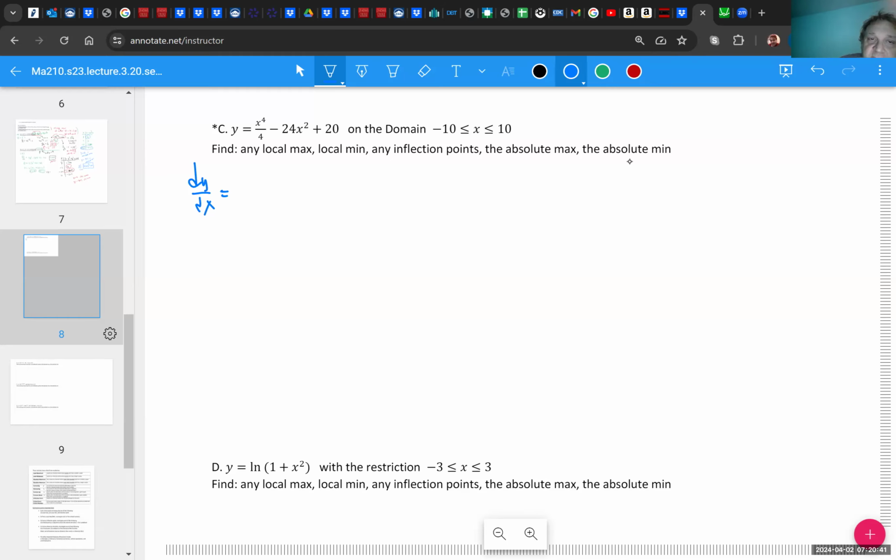The derivative of x to the fourth over 4 is going to be x cubed. The derivative of -24x squared is -48x. And the derivative of plus 20 is 0, so I'm not going to write that at all. All right, so we need to find the critical points. This is never undefined because it's just a regular polynomial, so we don't have to worry about the undefined pieces of critical points, but we do need to make it equal to 0.